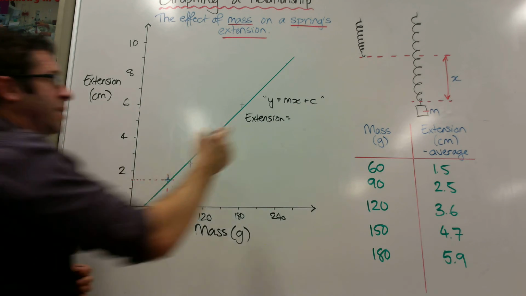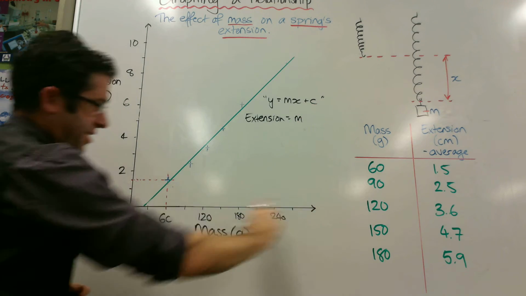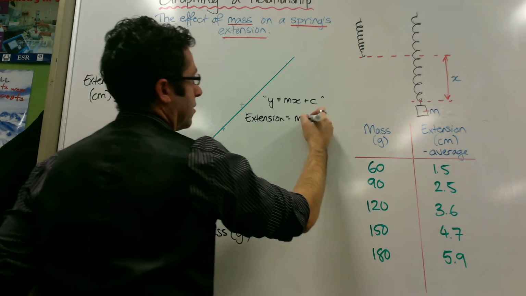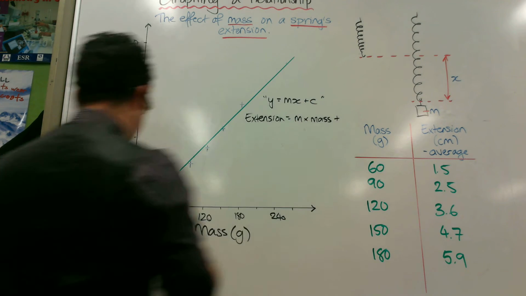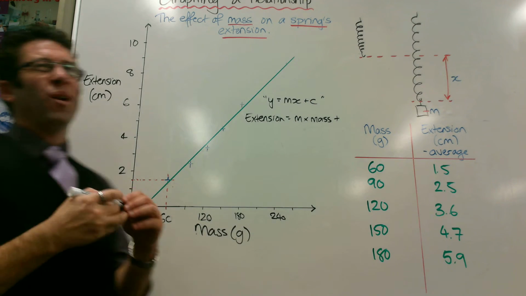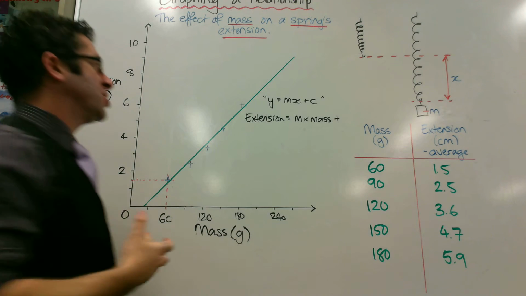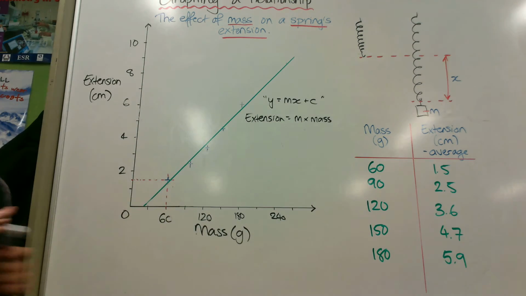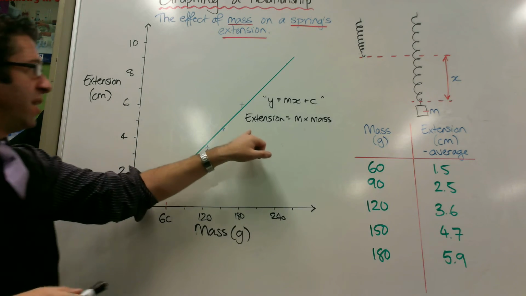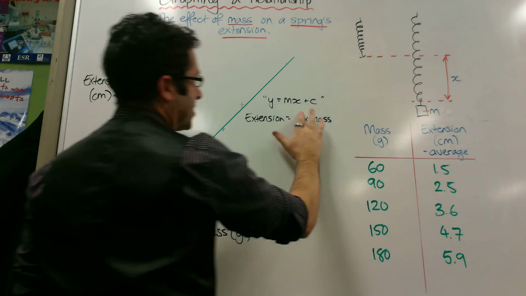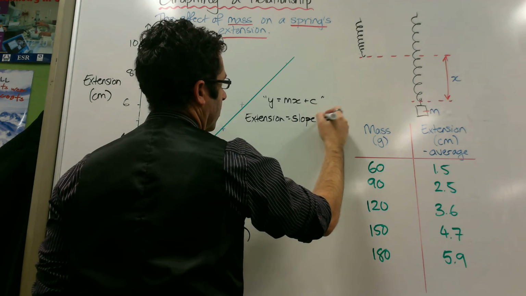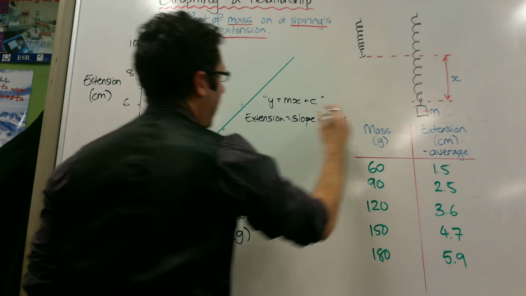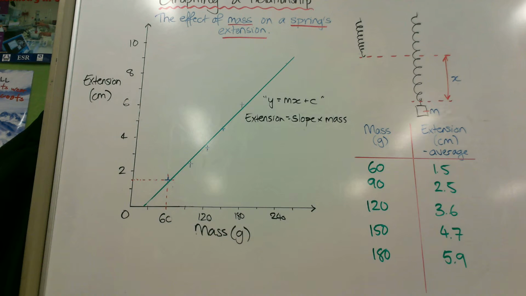We'll do that later. What's on this axis? Mass. And c is where it cuts through the y-axis. Well, actually, this year we're going to say don't worry about that because it is important, but not this year. So we're just going to say that. So m would be slope. And we're going to work out how to do that probably later today or tomorrow.